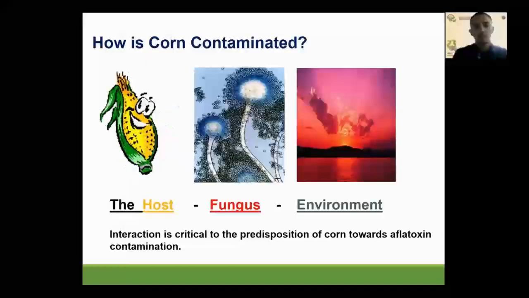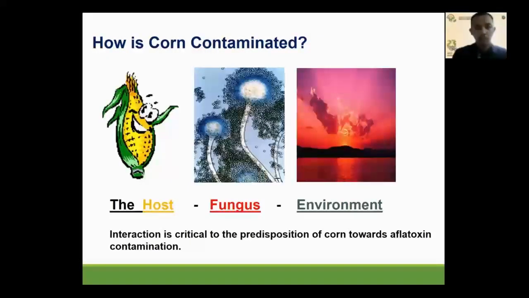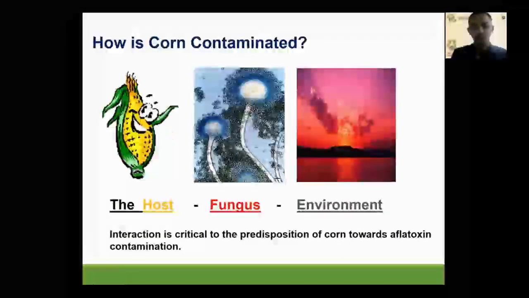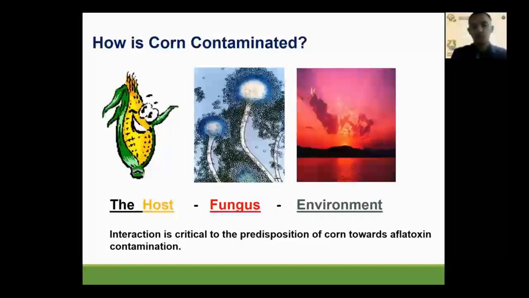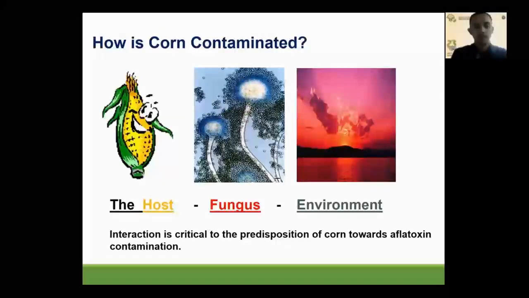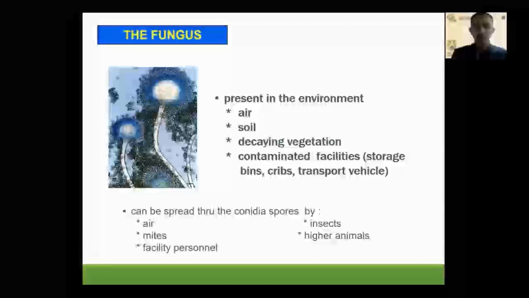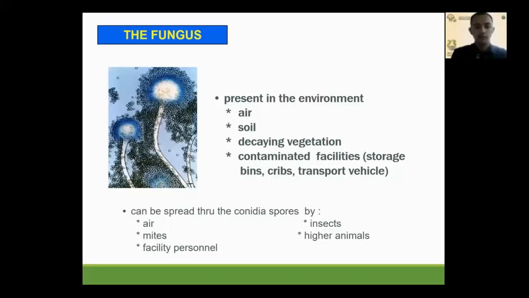And then just to give you information about how corn is contaminated by this fungi. So the host, the fungus, and the environment. These are the three factors that lead to the contamination of corn. So interaction is critical to the predisposition of corn towards aflatoxin contamination. The fungus is present in the environment, in the air, soil, decaying vegetation, contaminated facilities during storage and post-harvest, and can be spread through conidia spores, by air, insects, facility personnel in their boots, and hired animals.